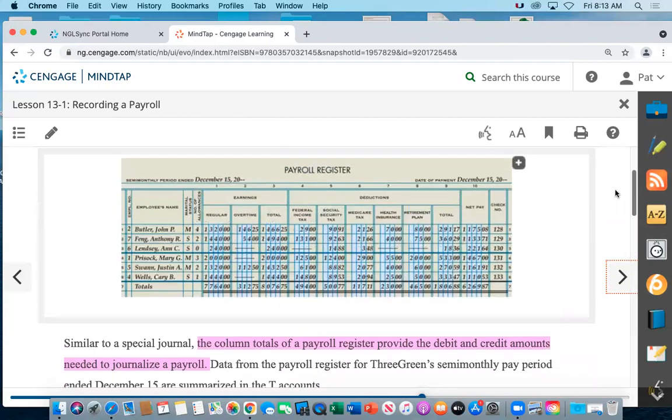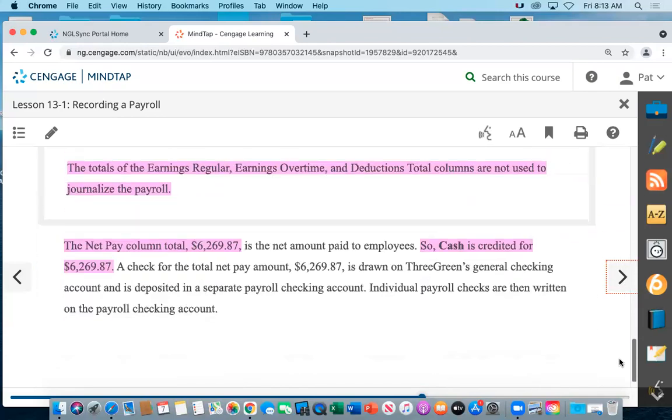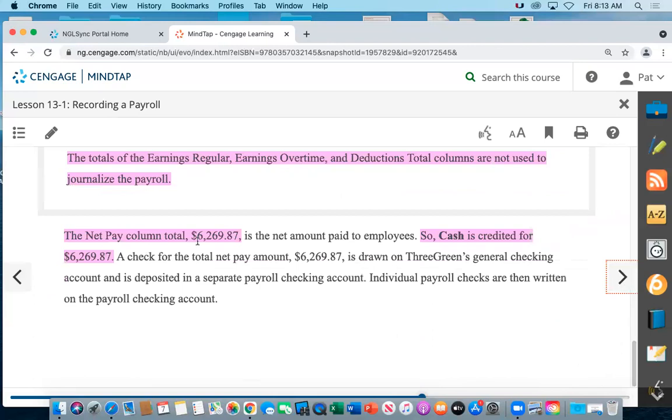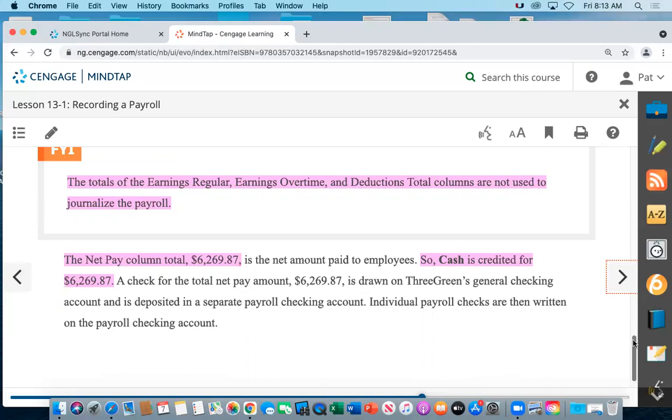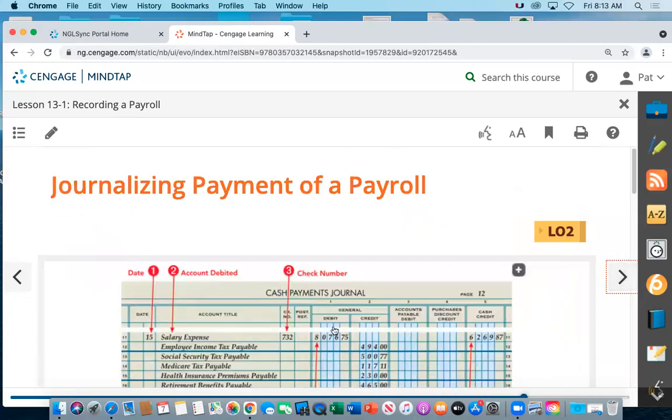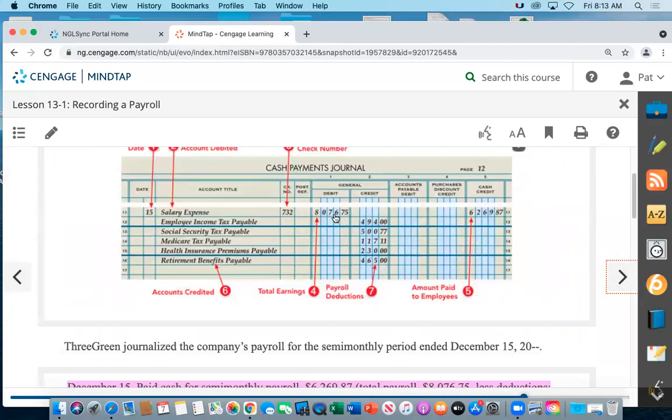So that's basically just telling you what we talked about, telling you which columns are which. The net pay column is the cash credit. And hopefully you will remember that, because that's the number that we paid from the general account to our payroll account last chapter. So you'll be asked to do a journal entry that has the one debit and these credits: the payables over here, and then the cash credit.